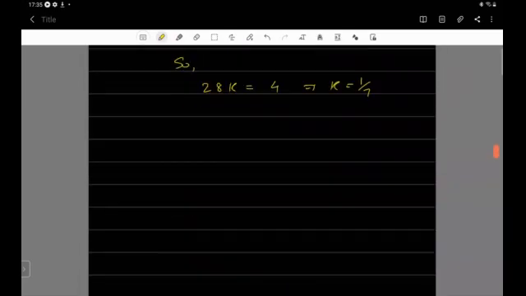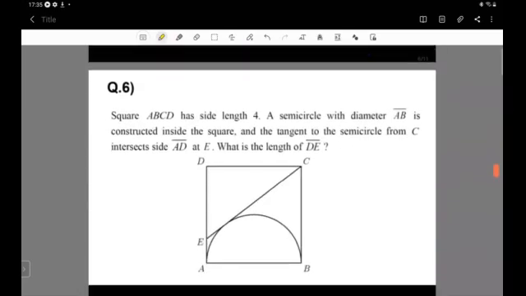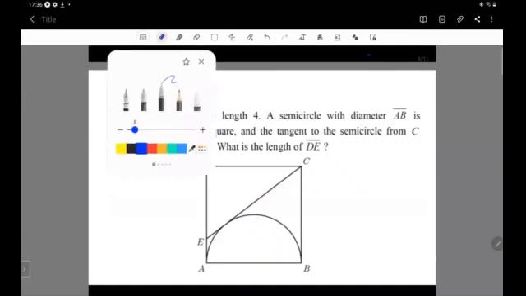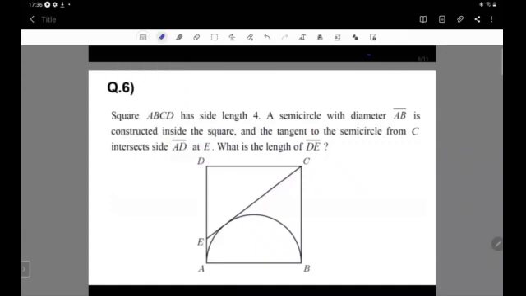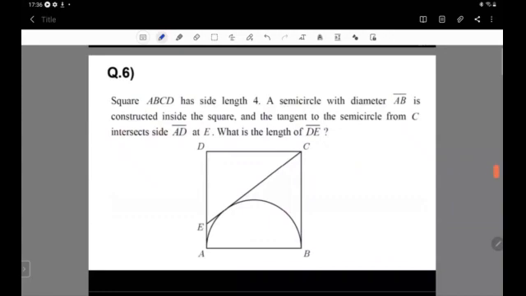Let's move to question number 6. Question number 6. Once again, a geometry problem. Let's see what the problem says. We have a square ABCD, fine. And in this square, a semicircle with diameter AB. All right, this is a semicircle with diameter AB constructed inside the square, and the tangent to the semicircle from C intersects AD at E. That we can see, it is E. What is the length of DE? So we have to find this length.